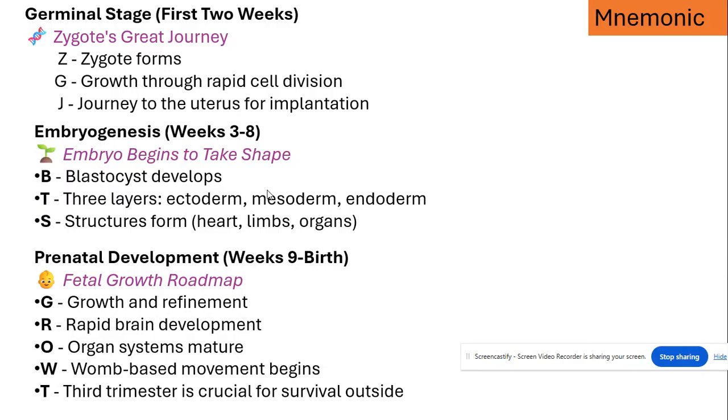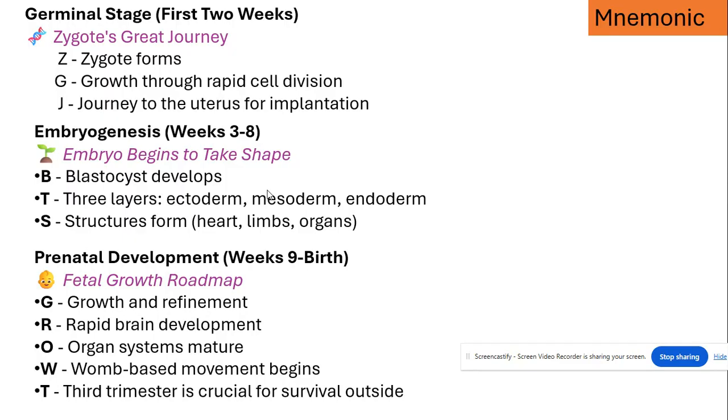Okay. Embryogenesis is usually weeks 3 to 8. The embryo begins to take shape, right? So you actually have a seed, and now the seed is growing. The blastocyst develops. T is 3 layers: ectoderm, mesoderm, endoderm. And S is structures form: heart, limbs, organs. So we just learned that rudimentary organs are going to start forming.